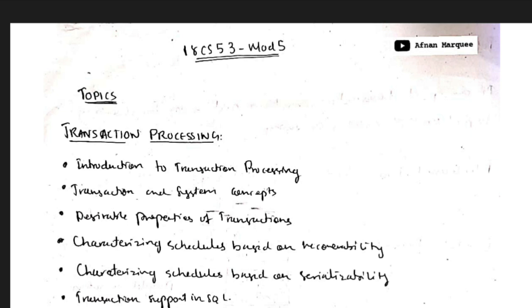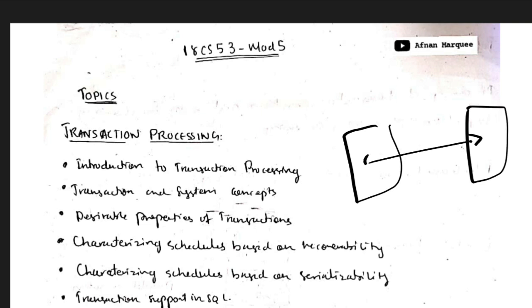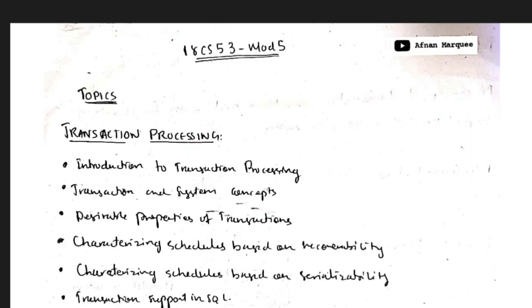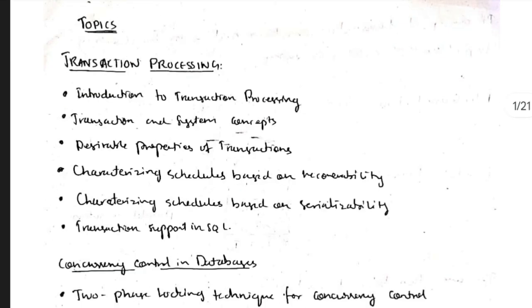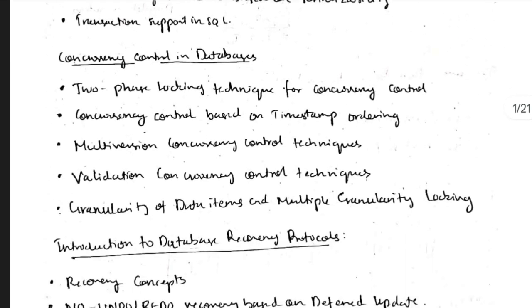If I give you the overview of this module, we have three topics mainly. First is transaction processing. What is a transaction? Transaction means two processes are there and in between them there will be a transaction. That is a transaction, and we'll be studying its processing. That's the first topic. Second topic is concurrency control, and third topic is introduction to database recovery protocols.